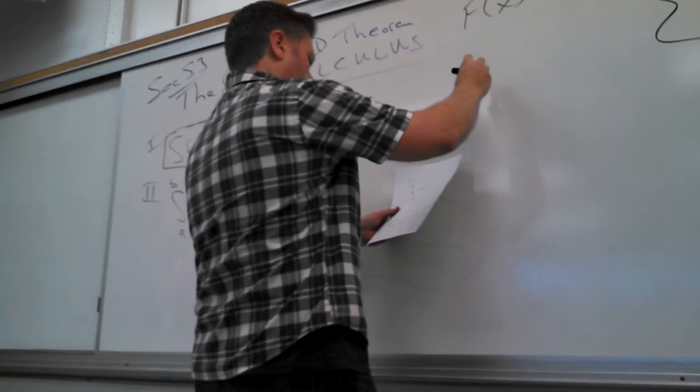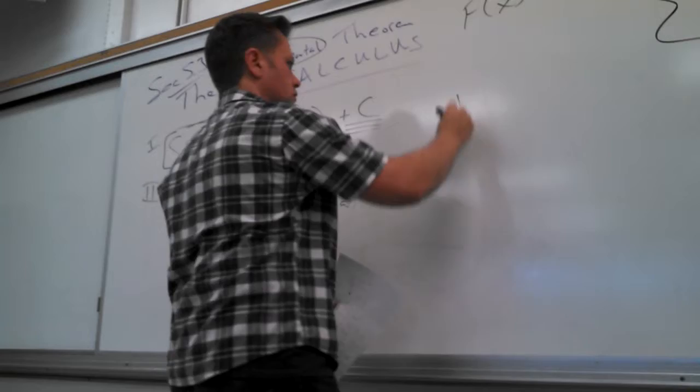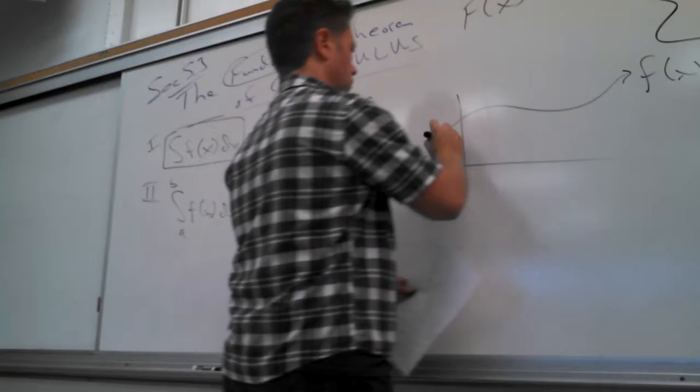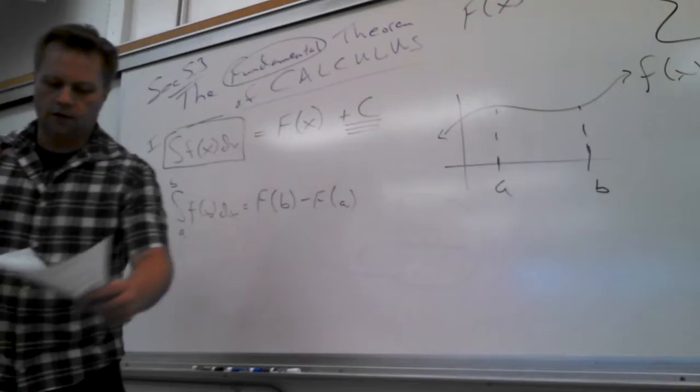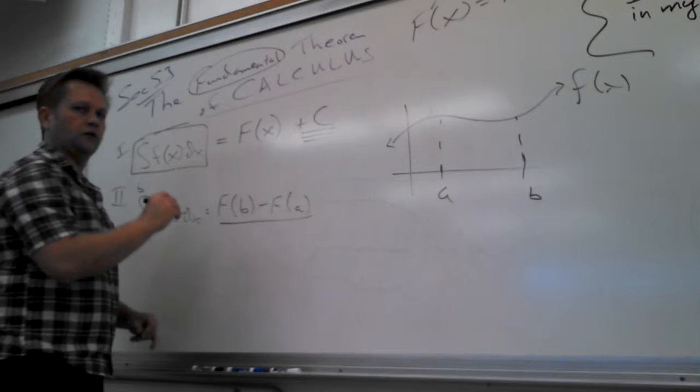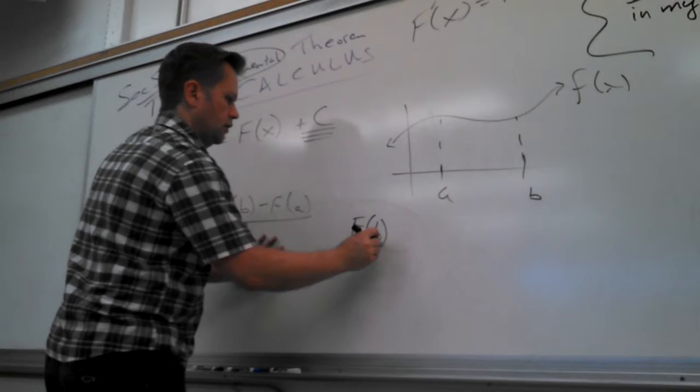All right, so look here. Let me draw this picture. So, a little quick proof of this. If I've got a function from a to b, so I know this area. Let me prove this by looking at this side first and prove that it equals that side. It's easier to do. What does this mean from the first part of the fundamental theorem?